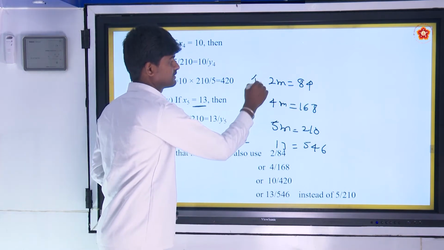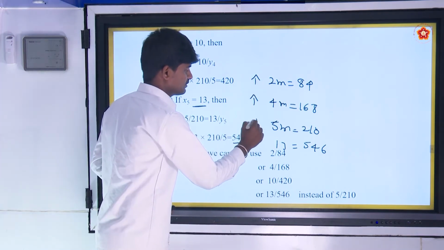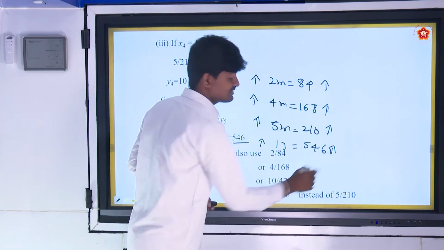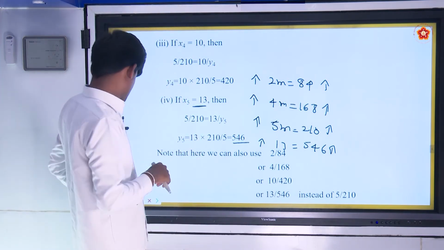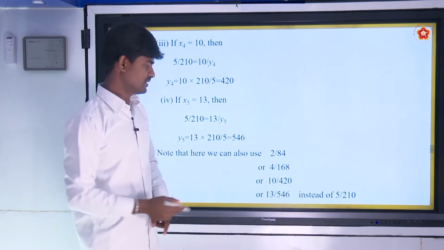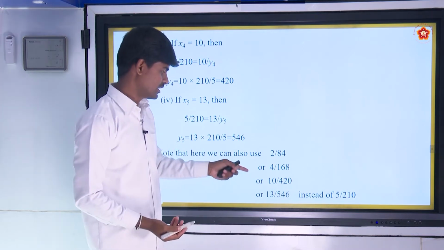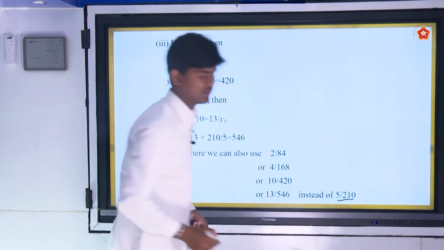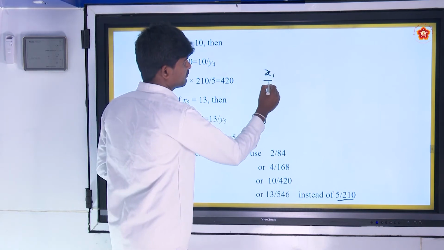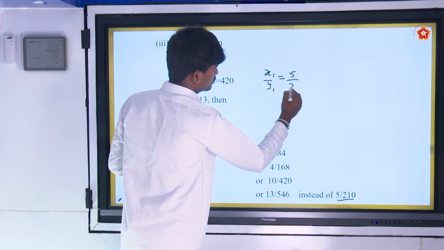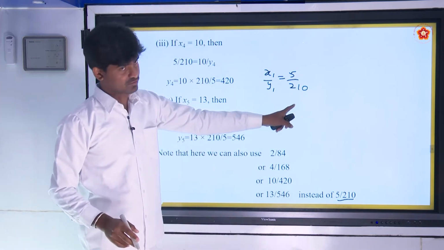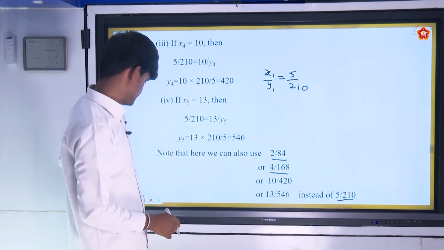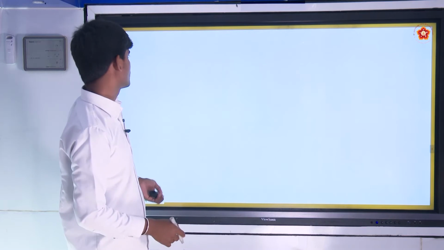See, there is an increase in the cloth in meters and also an increase in the cost, which means it varies directly. So it is a direct proportion. Now we can also say 2 by 84 or 4 by 168 or 10 by 420 or 13 by 546 instead of 5 by 210. I already told you x1 divided by y1, in that one it is 5 by 210. We can also use that one, or x2 divided by y2 or x3 divided by y3. Okay, like that.